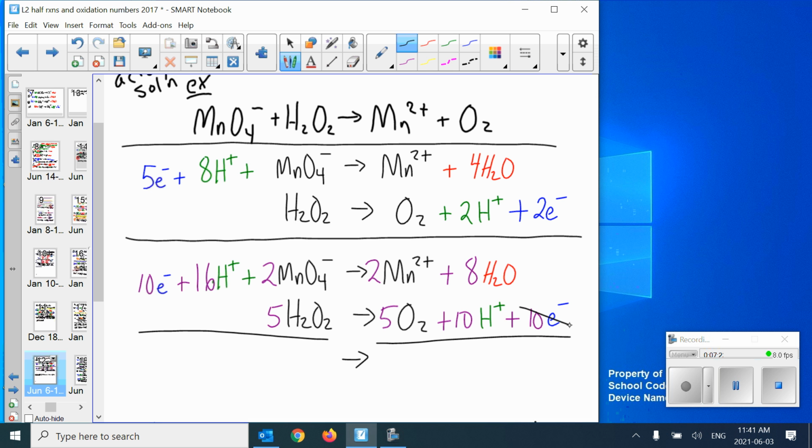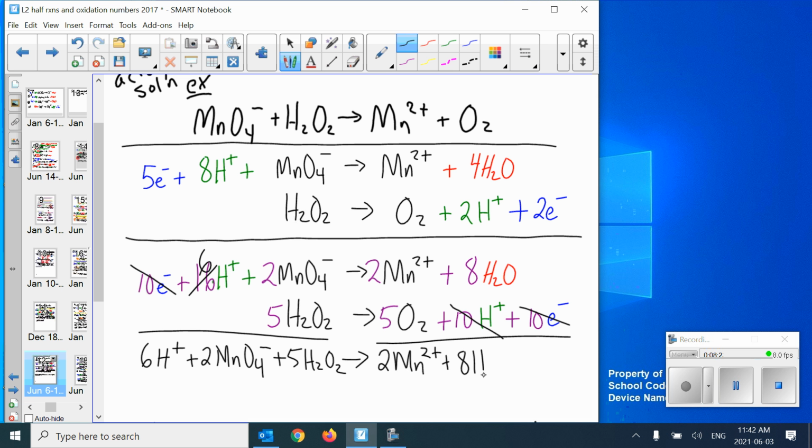Anything repeated? Well, for sure, the electrons. And water's not repeated, but hydrogen is. There's 16 hydrogen on the reactants and 10 hydrogen on the products. There's more on the reactant side, so we're going to cancel out the 10 on the product side, 16 minus 10. That will cancel out. There's 6 hydrogen on the reactant side. Let's add this up. 6H plus, 2MnO4-, 5H2O2 on the left-hand side. On the right-hand side, 2 Mn2+, 8 waters, 5 oxygen. We are done.